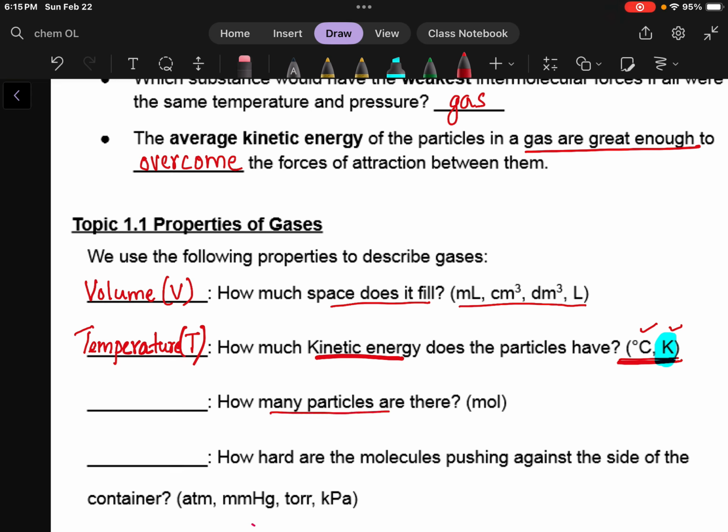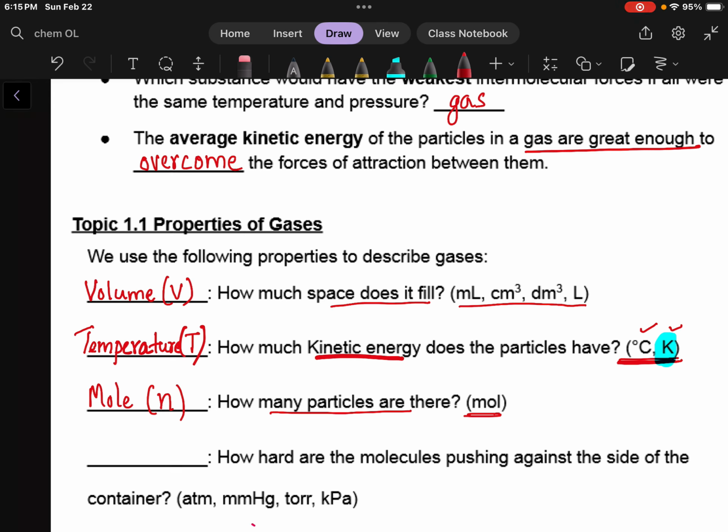Next one, how many particles there are? We already know what that is. It is called mole. This is the first time we are seeing a symbol for mole, which is lowercase n, and the only unit is mole.